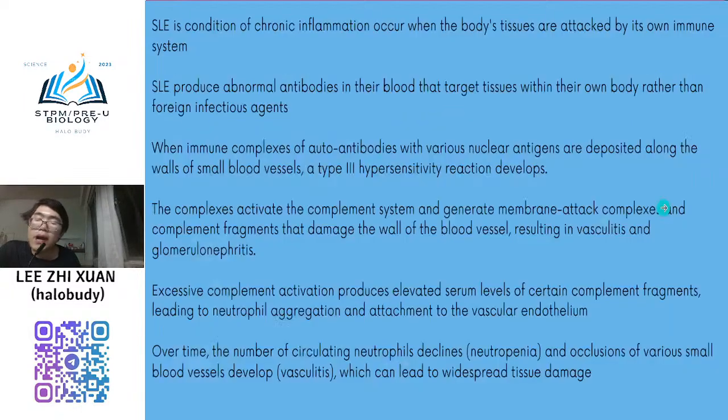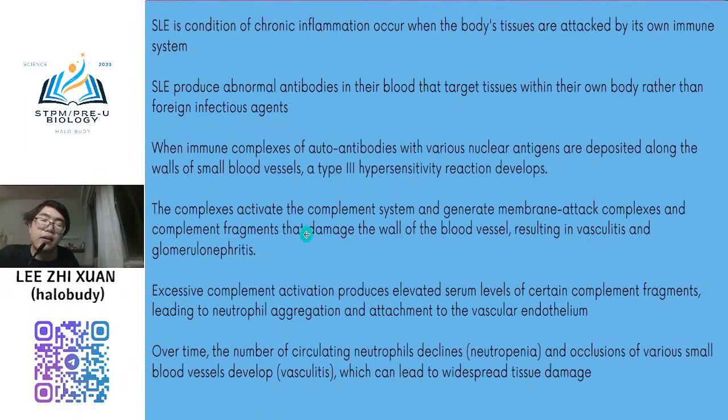And then after that, the main serious effect is you will get type 3 hypersensitivity reaction, where your blood vessels will be destroyed. So this complement activation will generate membrane attack complex, and complement will damage the wall of your blood vessel, resulting in vasculitis and also glomerular nephritis. So this is the inflammation of your blood vessel.